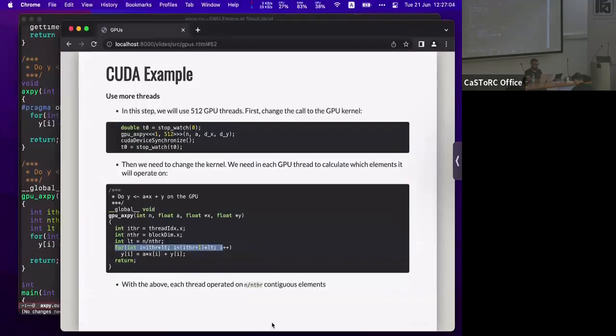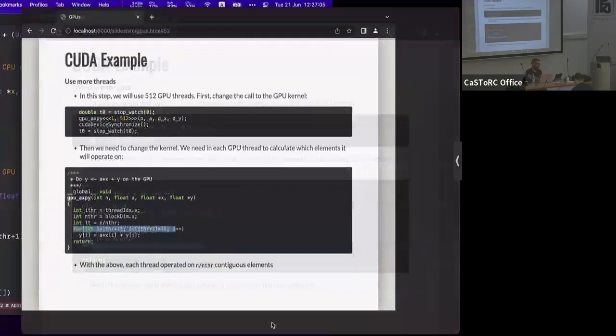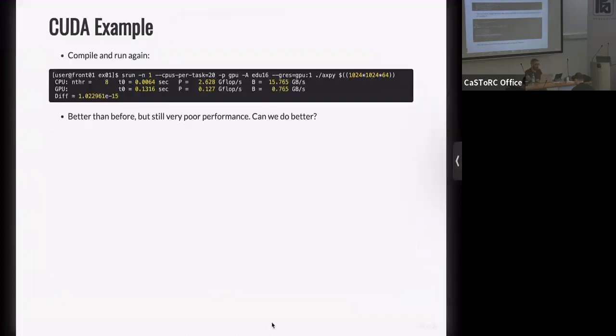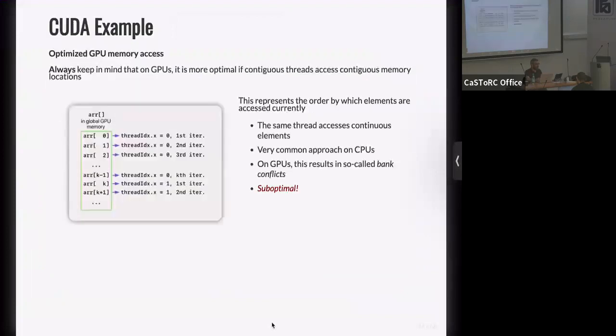Well, this is again something, of course, how would you know this? You wouldn't, but that's why we're doing these exercises, to understand. There is some feature of the GPU that you should keep in mind: it is more optimal if contiguous threads access contiguous memory locations. So what does that mean? Well, first let's explain what we did before.